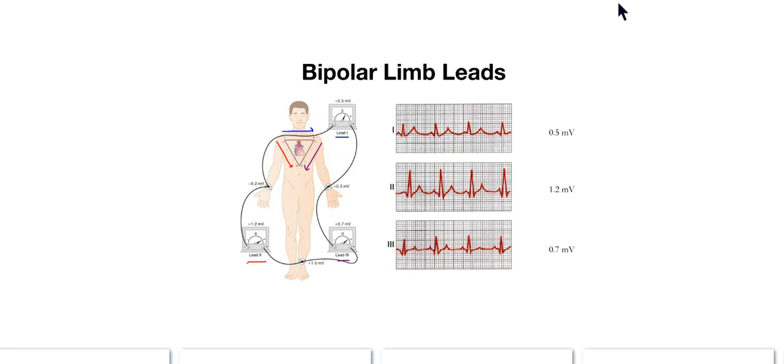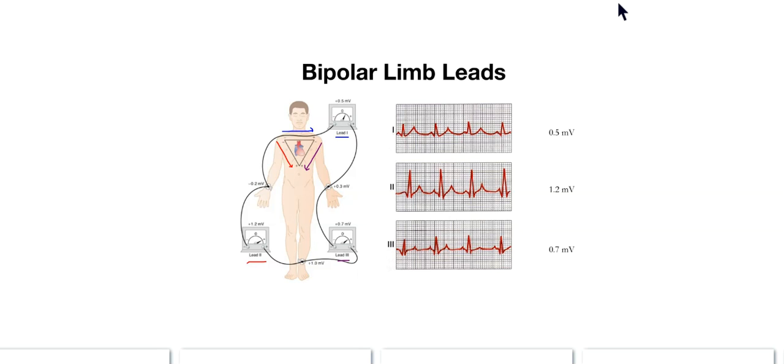To start off, if we're looking at lead 1, which is in blue, the negative electrode will be the one that is on the right arm. The left arm will be your positive. You want to measure the degree of voltage that is being sent horizontally across the heart. So lead 1 tells you information effectively from west to east.